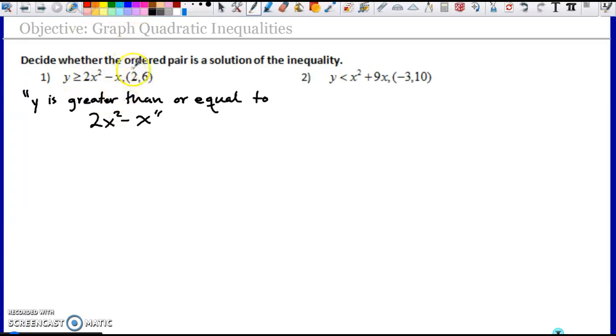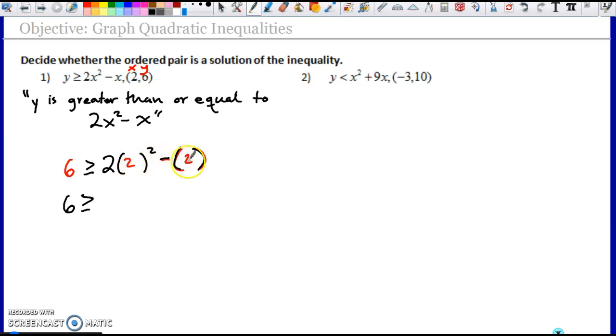And you see I'm given a point, x, y, here to test out. So I'm going to plug those points in for x and y. So I have 6 is greater than or equal to 2 times x squared. What's x? X was 2. That's the test point that was given to me. Minus x, again, and that's the 2. Sorry, my colors didn't switch there. There you go. Let's evaluate the expression and see if it's true.